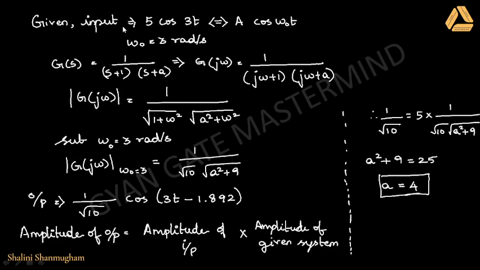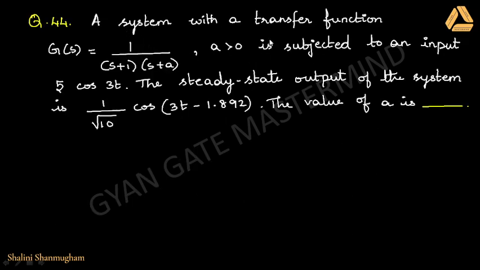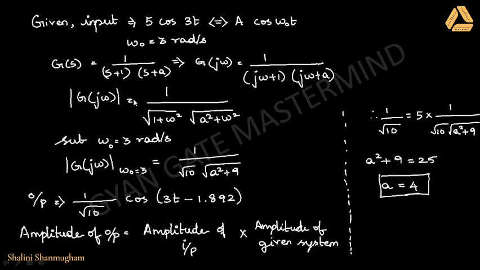So for that, we know that the given input is 5 cos 3t, and from that we can find the frequency of the input is 3 radian per second. And given that the transfer function G(s) is 1 by (s plus 1) into (s plus a), just substitute j omega instead of s. So you would get that in complex number format, and taking the magnitude, you would get 1 by root of (1 plus omega square) into root of (a square plus omega square), which gives the magnitude of the transfer function.